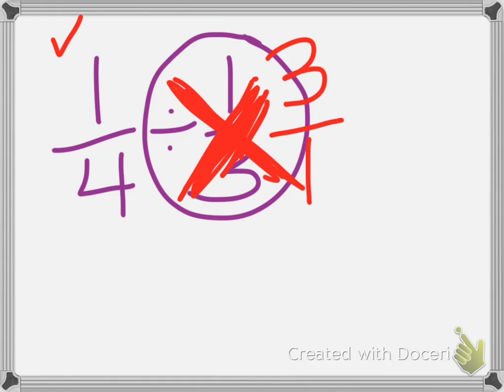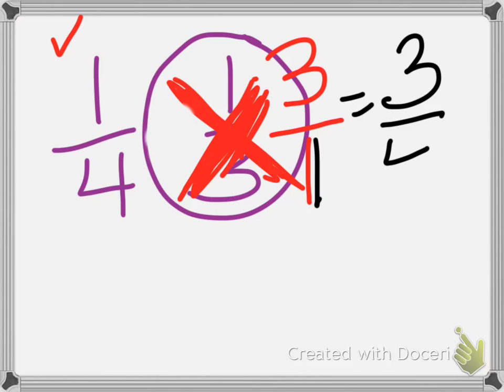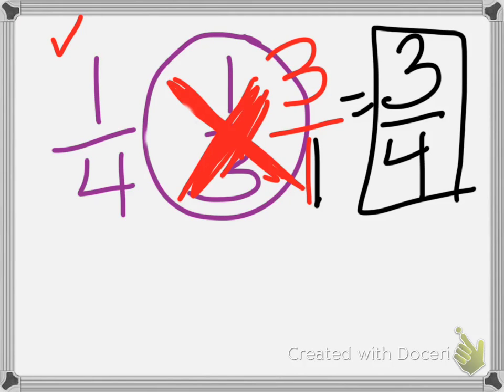And then I'm no longer going to divide. If I cross out my 1/3, then I'm left with multiplication, and I can solve like I would normally a multiplication problem. So 1 times 3 is 3. 4 times 1 is 4. And I'm left with my answer of 3/4.